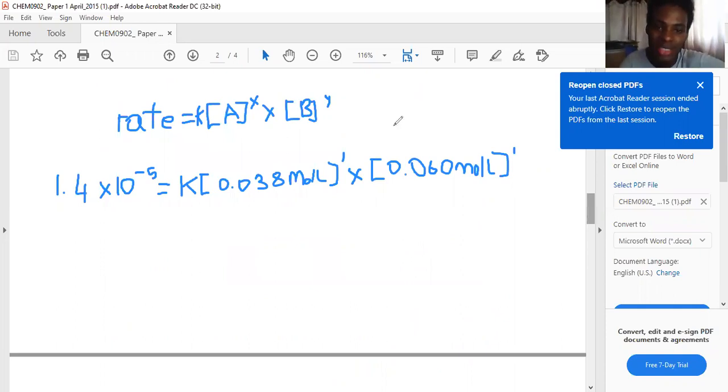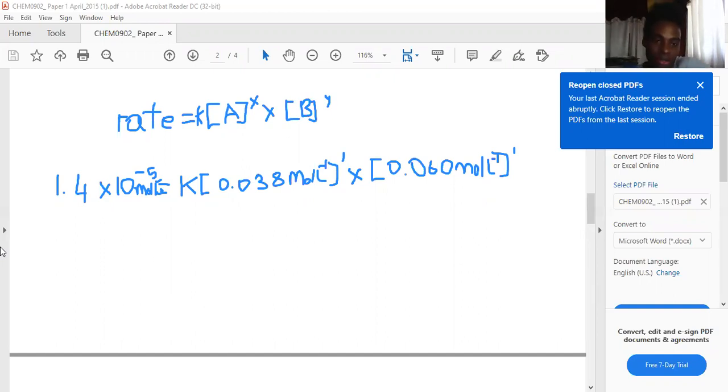Those are very important. -1, -1, moles per liter squared. Okay, that right there is supposed to be moles per liter.